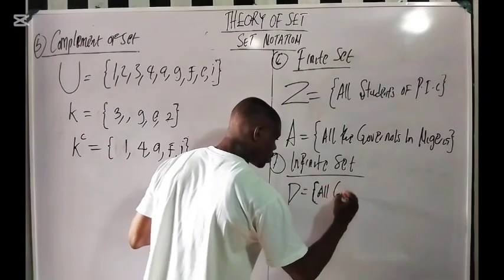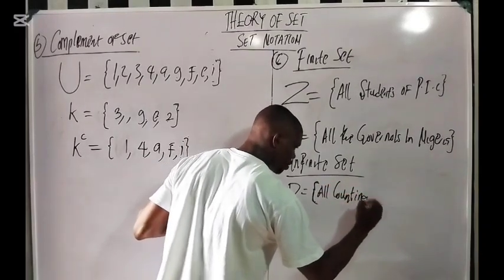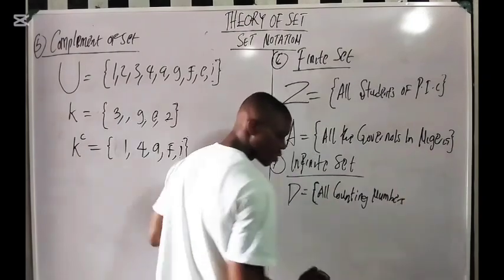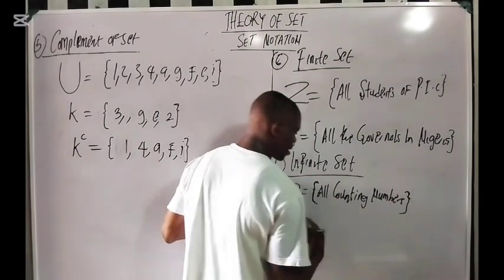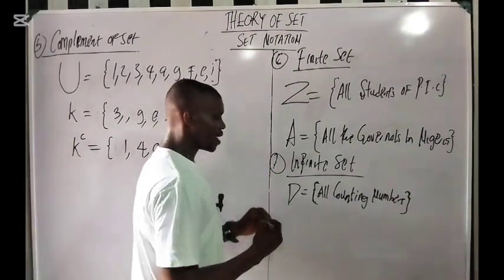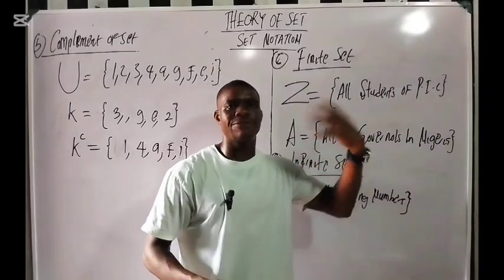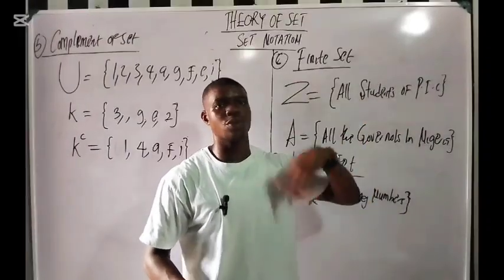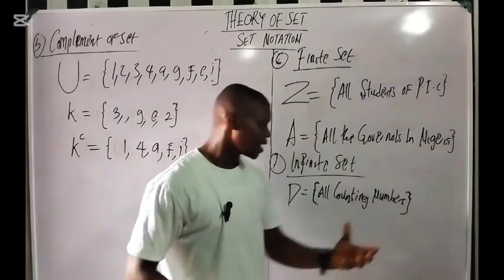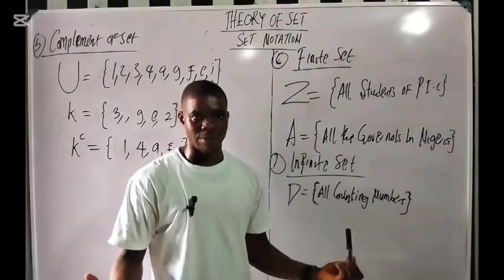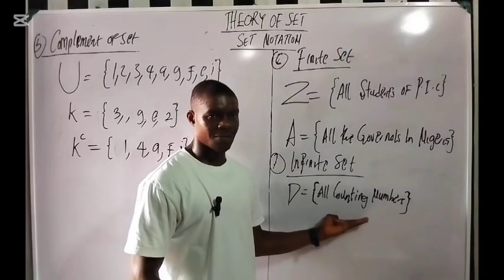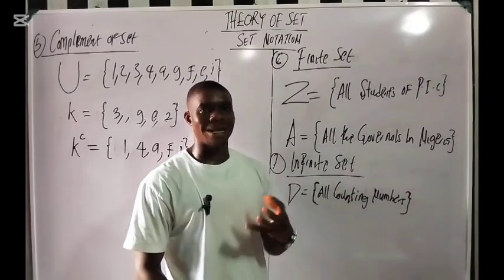For example, all counting numbers. So for example, 1, 2, 3, 4, 5, 6, 7, 8, 9. Now there's no way you complete it. You continue to count to infinity, right? So all counting numbers, or you can say all natural numbers, right? Counting numbers and natural numbers, they are the same.